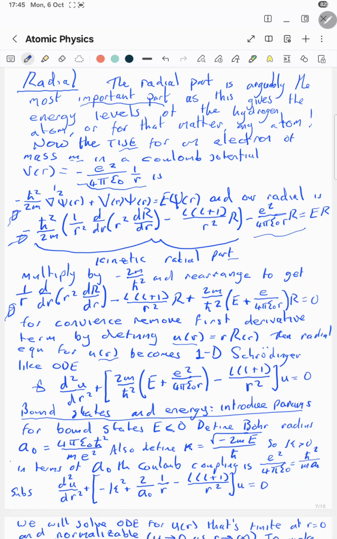Now, bound states and energy. We introduce parameters for a bound state where E is less than 0 and define the Bohr radius as here, 4 pi epsilon naught h bar squared over m e squared. And we also define kappa equals square root of minus 2m E over h bar, where kappa is greater than 0. In terms of the Bohr radius, the Coulomb coupling is here, which when we substitute into the equation, it becomes this.